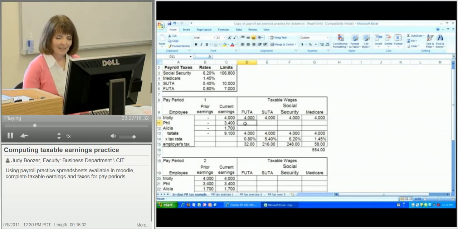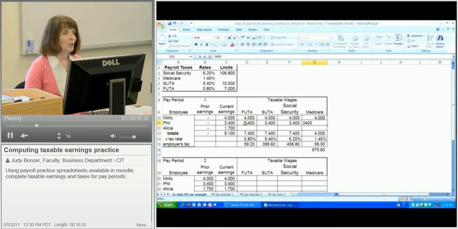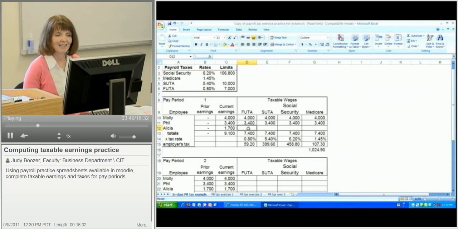So what about for Phil? 3,400. Keep going. All the way across? Yeah. Right. Why? He hasn't reached any limits for any of these taxes. So the full amount of his current earnings is taxable. And for Alicia, well, obviously if the first two had full earnings taxable, she does too because she made the least. So put 1,700 in each one.